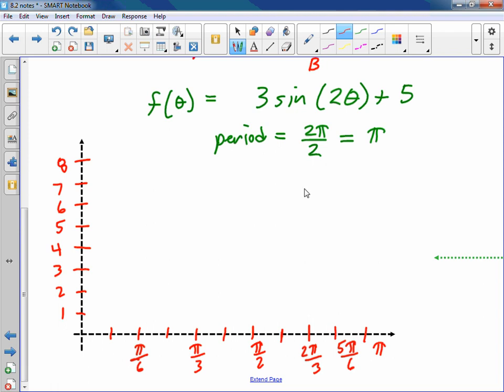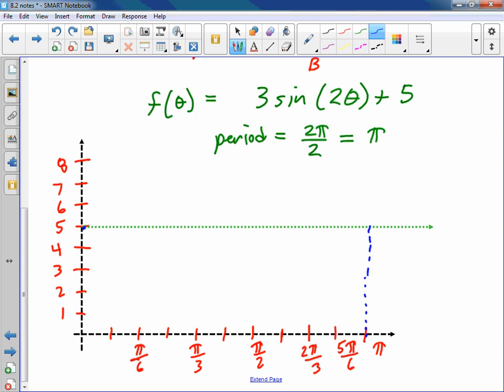And then we notice this plus 5 here. That's vertical shift. So we're going to go up 5 units from our 0, which is where we started with a normal sine theta. Up 5. And 3 is my new amplitude. So from here, from my axis of 5, I'm going to go up 3 units. So I think we're ready to graph this. We know our period is pi. So that is right there, pi. We're going to start at 0.